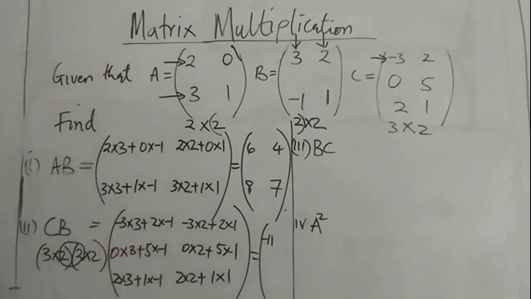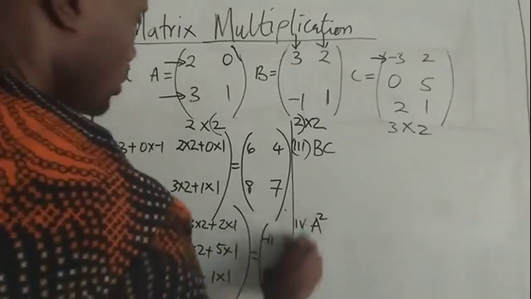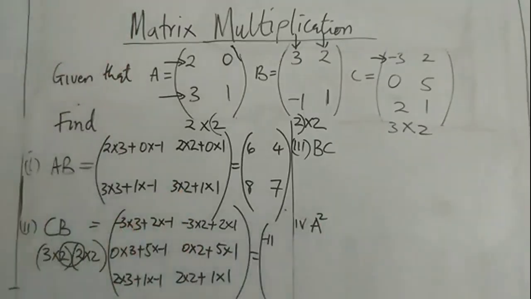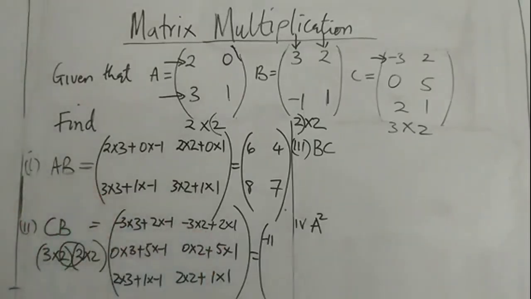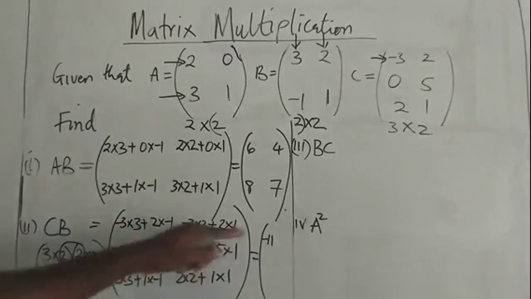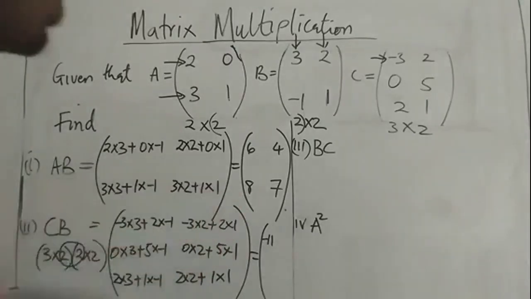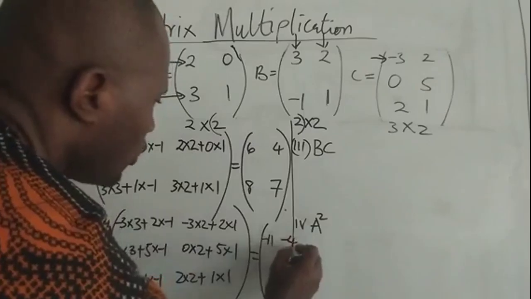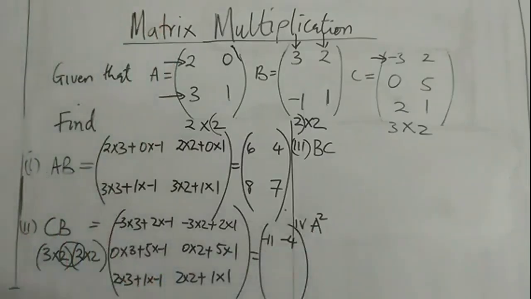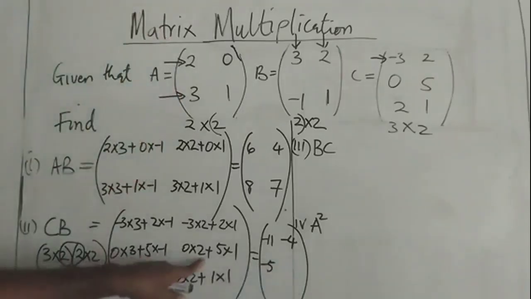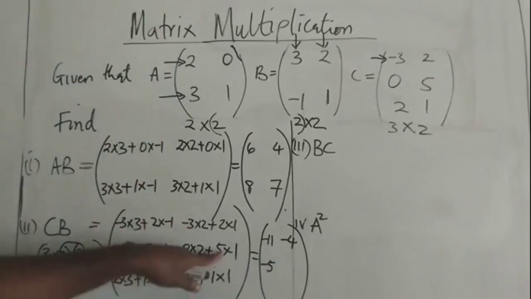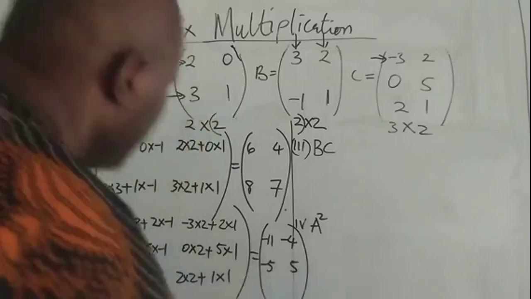Then, minus 3 times 2 will give us minus 6. 2 times 1 will give us 2. So minus 6 plus 2 will give us minus 4. 0 times 3 is 0. 5 times minus 1, so we'll have minus 5 there. 0 times 2 is 0. 5 times 1, so we'll have 5 there.